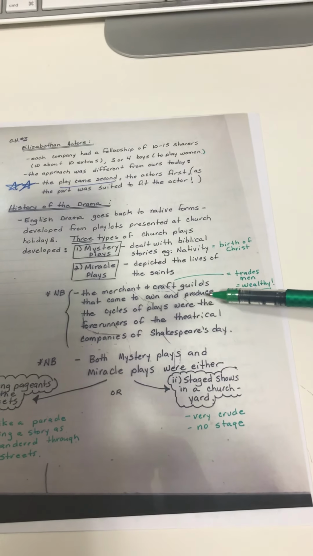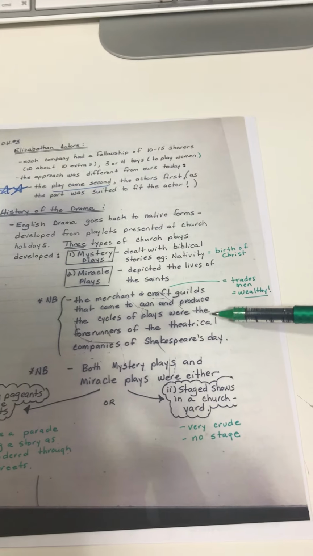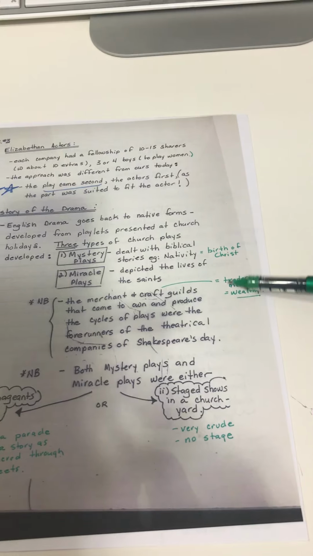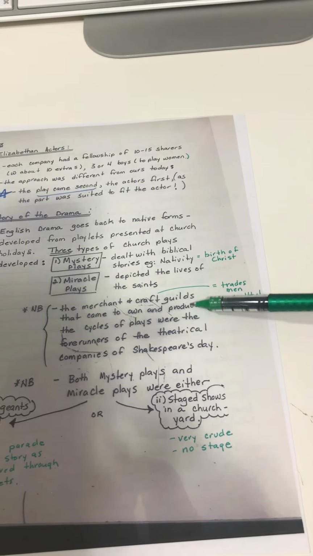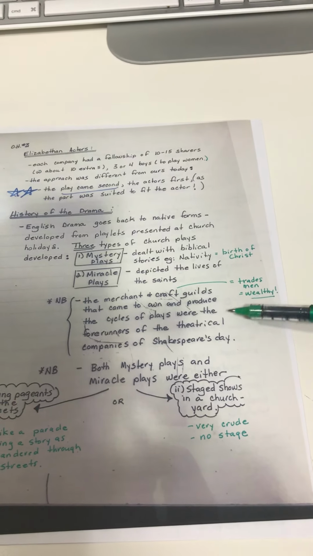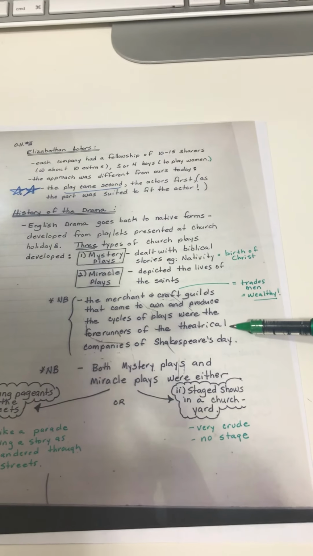Now note, the merchant and craft guilds that came to own and produce the cycles of plays were the forerunners of theatrical companies of Shakespeare's day. The point here that is important to note as well is that these merchant and craft guilds were actually the tradesmen of society. So tradespeople. At this time, the tradespeople were very, very wealthy, and they had the money to support things like theatrical companies.